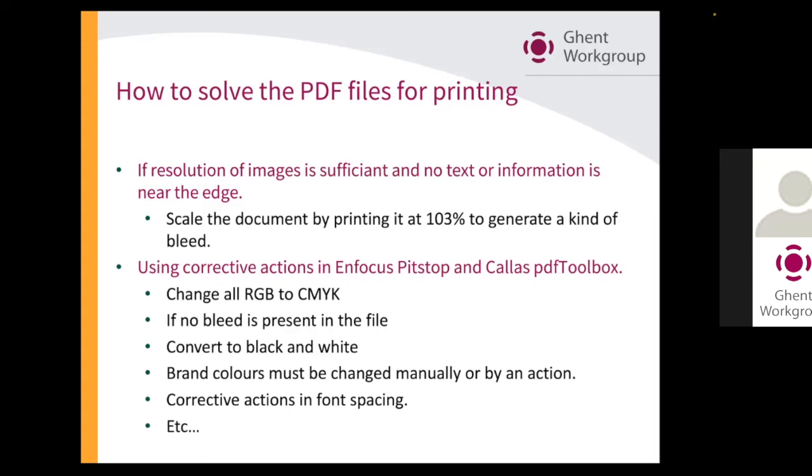Also, there are other possibilities. We can use corrective actions in Enfocus Pitstop and Callas PDF Toolbox. So I can convert all RGB to CMYK if I think that's important for my system. If no bleed is present, I can generate it, and convert grayscale RGB images into black and white. Brand colors, on the contrary, should be changed manually because they are not in there.